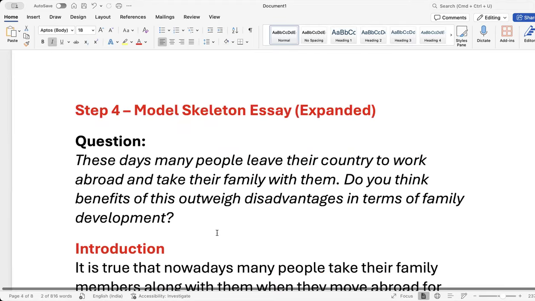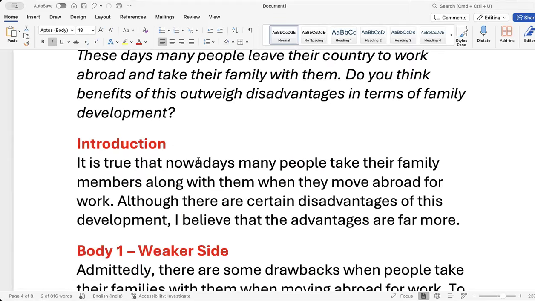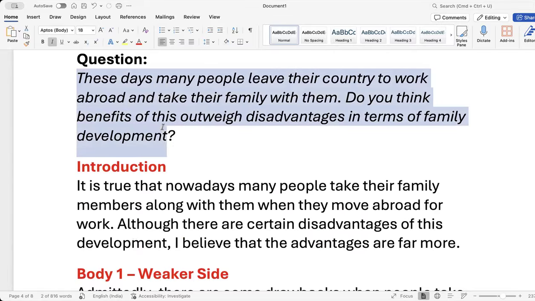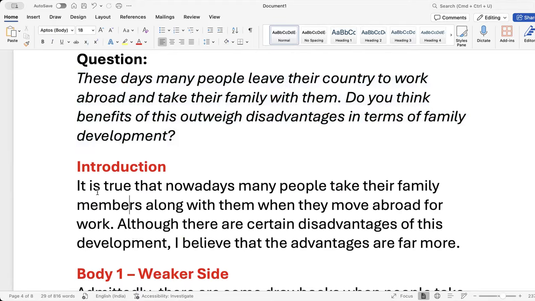Okay. Now let me show you a model essay, and then we'll practice the while, although, despite statements and the conclusion and everything. So this is the topic. These days, many people leave their country to work abroad and take the family. Do you think the advantages outweigh the disadvantages? So first, I paraphrase the topic very simply. I don't spend a lot of time paraphrasing because I don't think you can secure a lot of bands here. If you can paraphrase well, very good. If you're not that good at paraphrasing, don't make a big deal out of it. Just write a simple statement. Even if you don't paraphrase a lot, it still works.